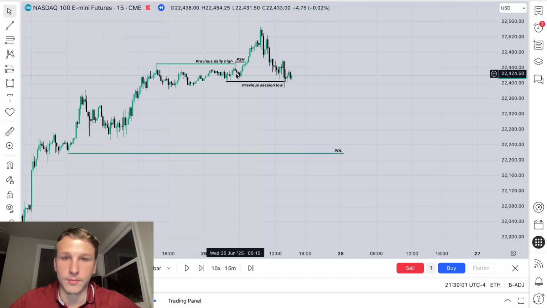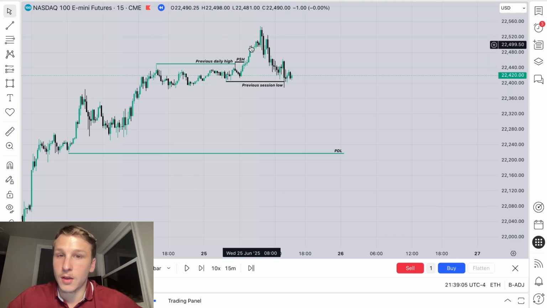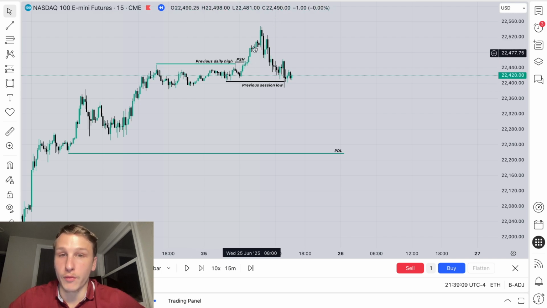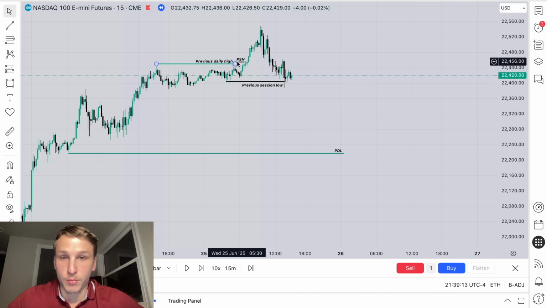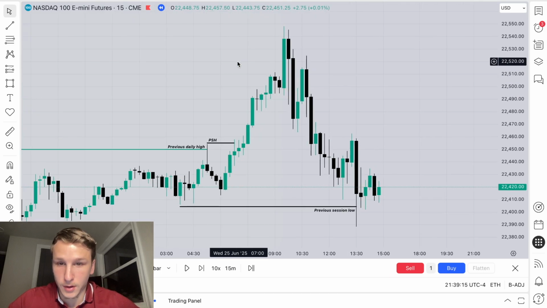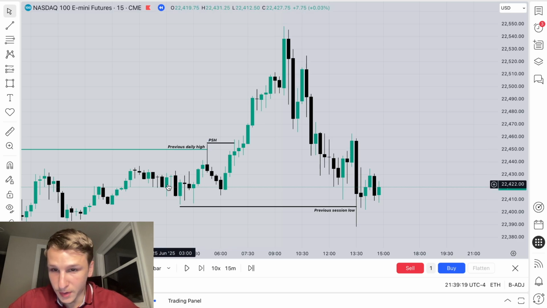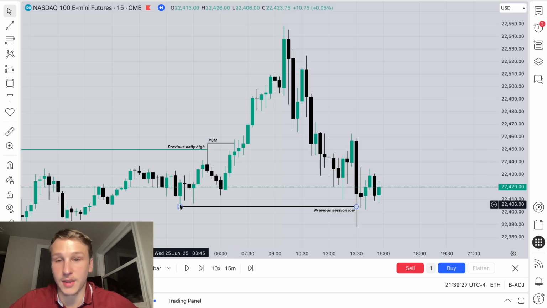Previous session low. So once again, this example right here, what do we have at hand? Well, coming into the New York session, we know we're overbought, meaning we're above previous daily high and we're above previous session high. So let's zoom in real quick. Why is this previous session high? Once again, you identify 2 to 5 a.m., find your high, find your low inside of that time zone.